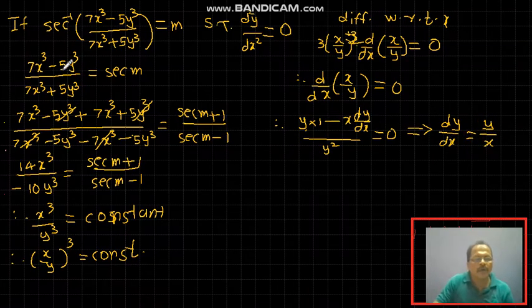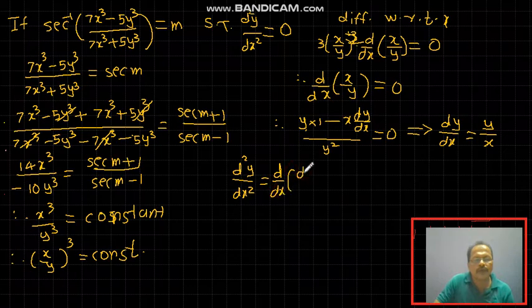Now we want d2y by dx square to be 0. That job is very easy. Now d2y by dx square, it is d by dx of dy by dx.